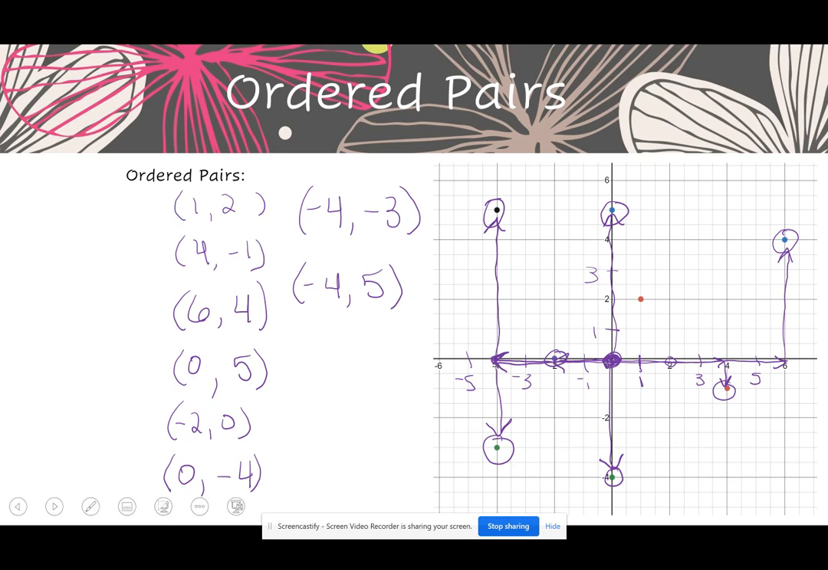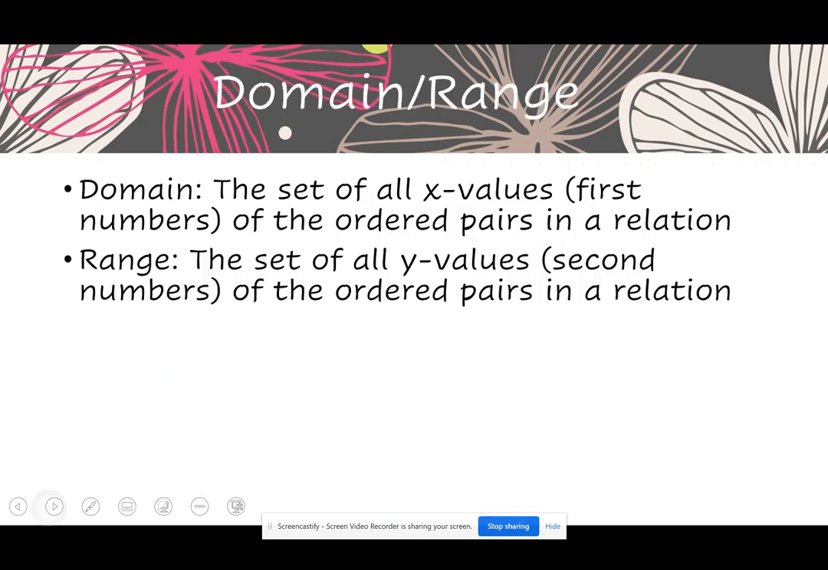So we're going to practice naming and plotting points more in class too. So now to talk about your domain and range. Your domain is your set of all your x values. So your first number in your ordered pair, because remember it's x, y. And then your range is your y values, so the second number in this.